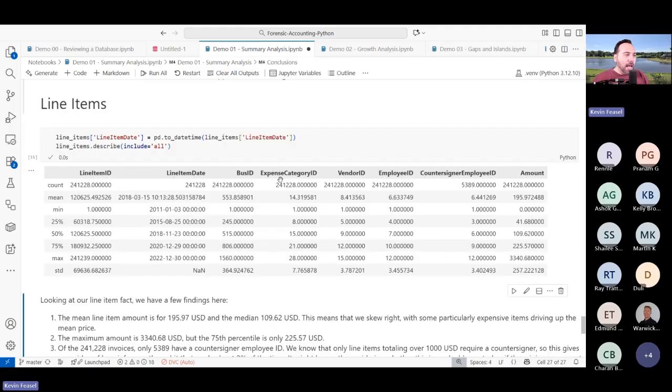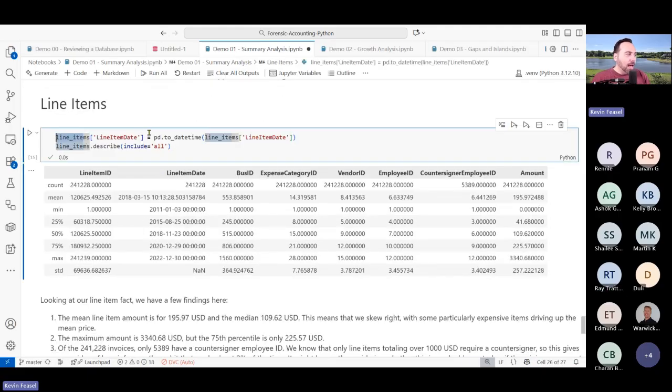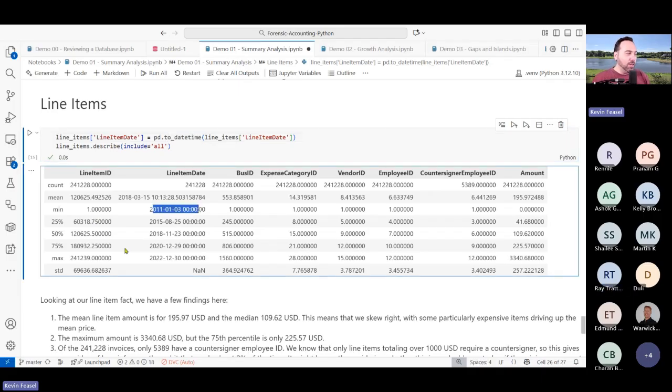Finally, just a quick idea of line numbers. So my line item date, I'm already switching that to a date time so that we get the best information, and we see details on the line item ID. It's a unique ascending ID, so there's not going to be a lot of intelligence to gather from this. But we do have our dates ranging from 2011 to 2022, so that gives you an idea of our time period for this data. We have bus IDs, expense categories. All of these are identifiers, so we don't necessarily gain much information from percentiles of an identifier.